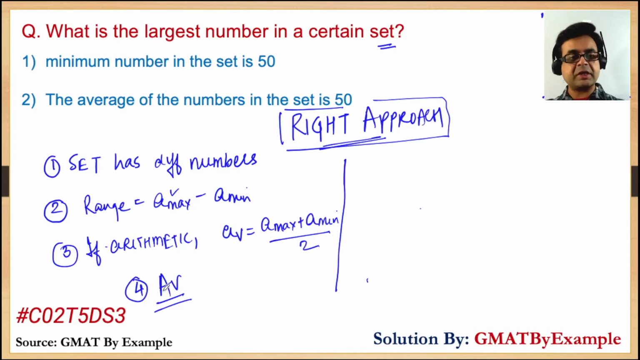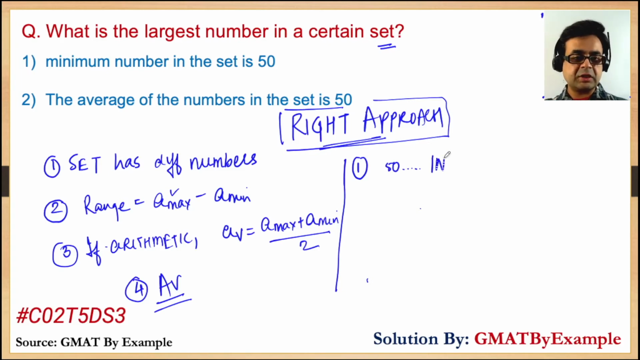So let's look at that. First, we'll start with looking at each of these statements individually. Statement 1 says the minimum number in the set is 50. So the numbers start somewhere here, but we don't know how many numbers there are. That is definitely insufficient to answer the question, because you need something more to go from minimum to the maximum.